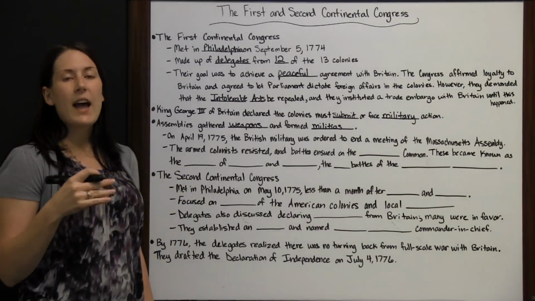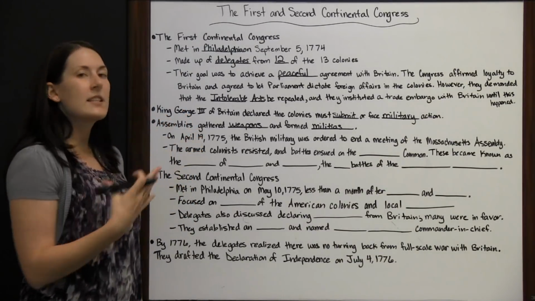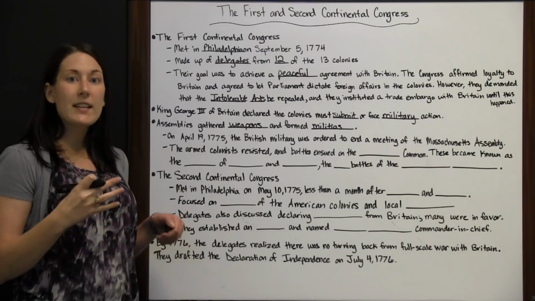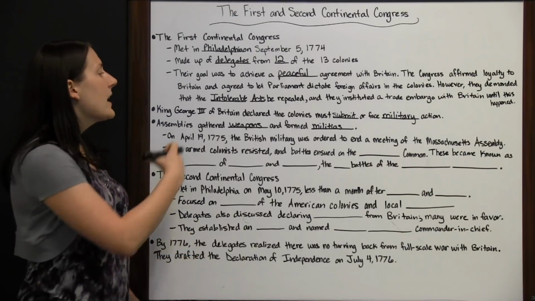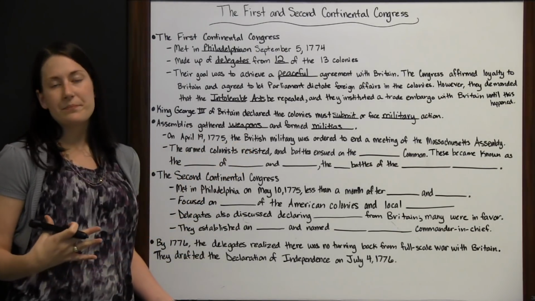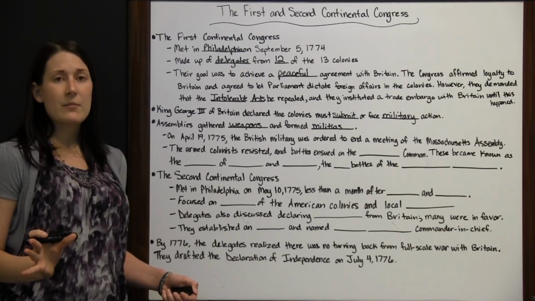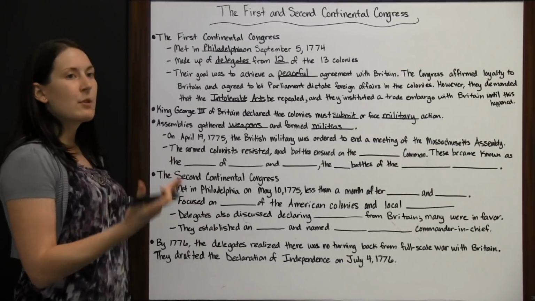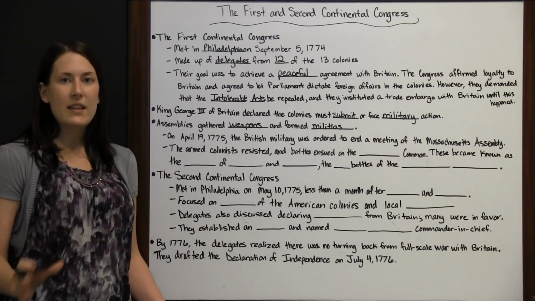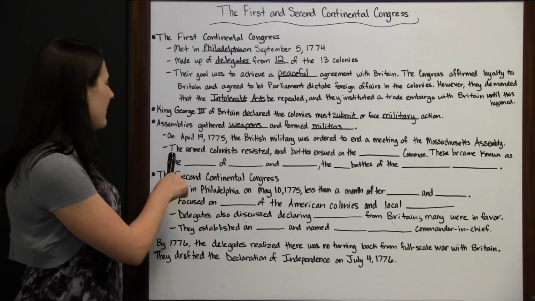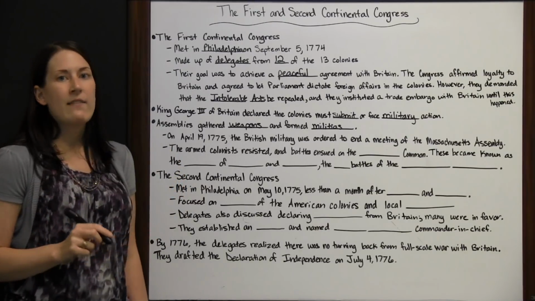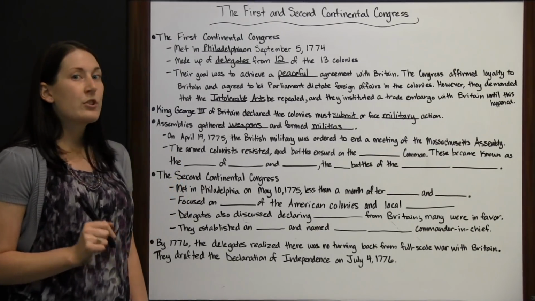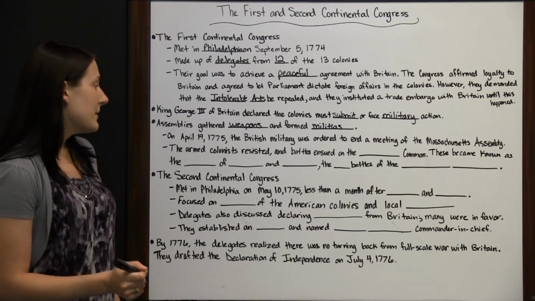And these assemblies gathered in all of the colonies. Each colony had an assembly, and it was basically just a group that had collected weapons and sort of formed a militia. The British did not like the assemblies meeting. They didn't want them getting together and making any plans. So they were supposed to break up any assemblies that they wandered onto. And on April 19th, 1775, the British military was ordered to end a meeting of the Massachusetts Assembly.